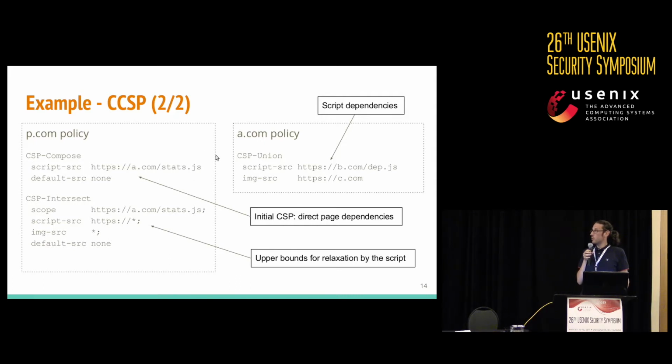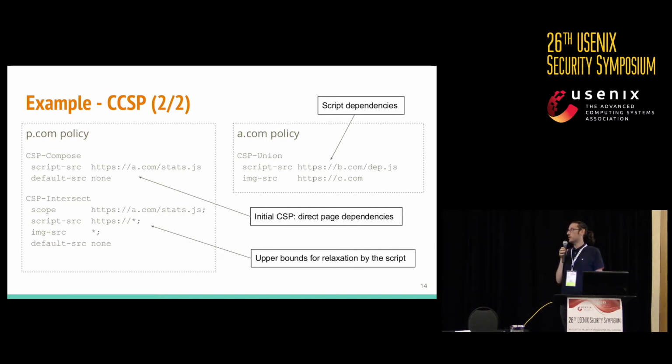The policy by a.com, as anticipated, includes only the dependency of the script which is retrieved by a.com. So in this case, if you recall, the script needs to load one other script from b.com, which is called dep.js. And then the script needs to load some other images from c.com, which are not whitelisted precisely. And what we do, we just whitelist the full origin, okay?